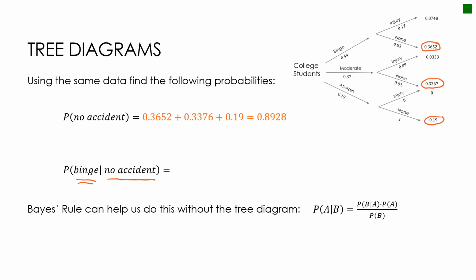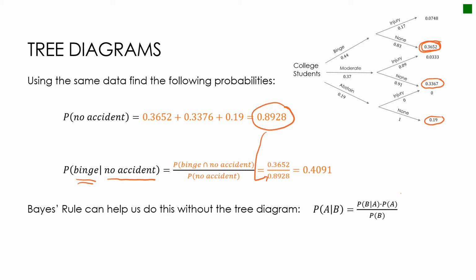So now I'm asking, assuming that they didn't have an accident, what's the probability that that person was a binge drinker? So again, this is a conditional probability, which means the numerator should be that they're a binge drinker with no accident, and the denominator should be everybody who didn't have an accident. So as you can see, this 0.8928 that I figured out is going to be my denominator. The numerator is just the people who were in the binge category, which is the 0.3652.